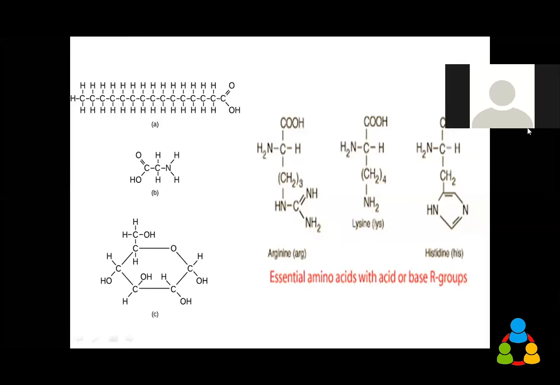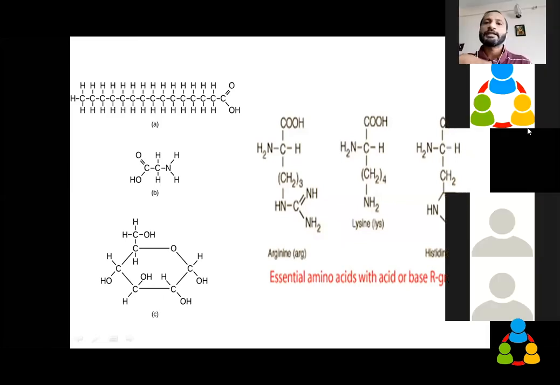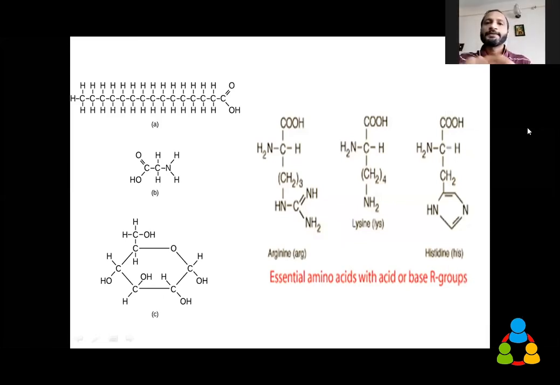On the left part of your screen, you can see a lipid molecule. Then you can see an amino acid. Then you can see a sugar, which is shaped like a hexagon. On the right part, you can see various types of amino acids. These can join together to form large molecules called proteins, and proteins are the structural and functional basis of life. Then we use glucose and burn it for metabolism to generate energy for our activities.